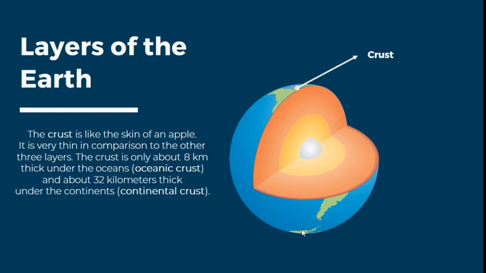And lastly, we have the outermost layer, which is the crust. Now, this is the most familiar to us because this is where we live. The crust is like the skin of an apple. It is very thin in comparison to the other three layers. The crust is only about 8 kilometers thick under the oceans, or the oceanic crust, and about 32 kilometers thick under the continents, or the continental crust.